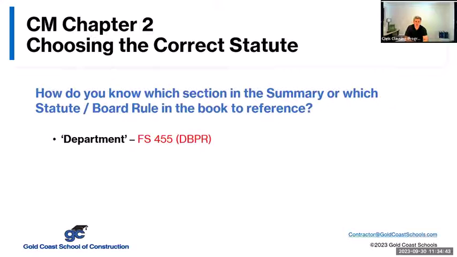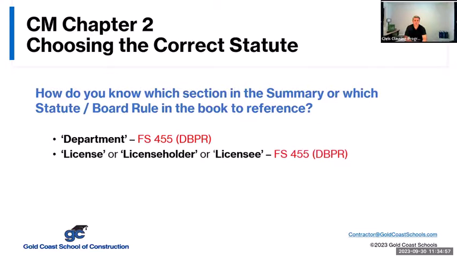If it says department in the question, it's probably DBPR, because DBPR is the Department of Business and Professional Regulation. That's typically going to be Florida Statute 455. If you get that question, it's probably a 455 question. If you see the word license or license holder or licensee in the question, again, that's probably DBPR, because DBPR covers all the licenses. We don't actually call the contractor's license a contractor's license. We call it a certificate. And you'll see that in just a second.